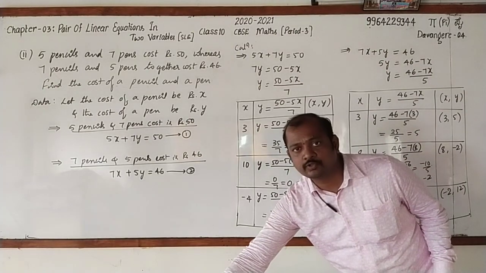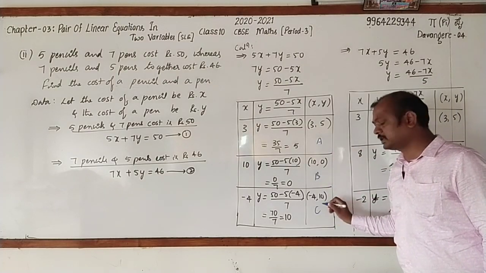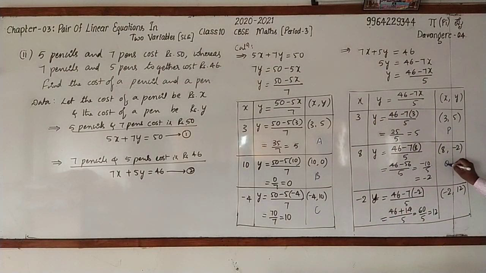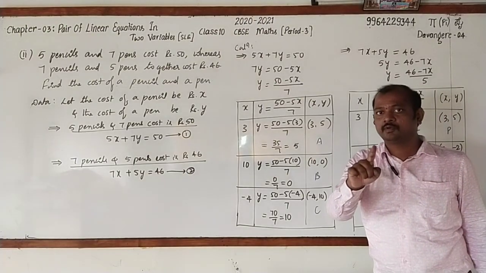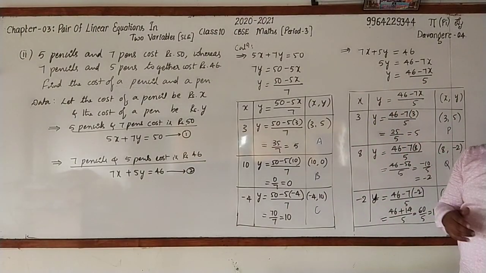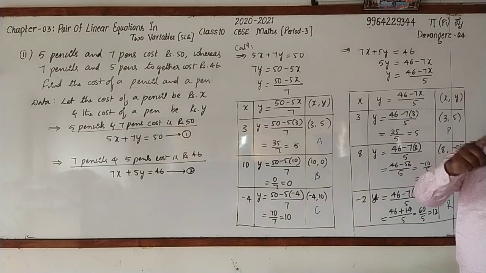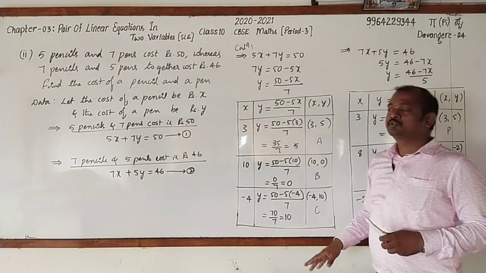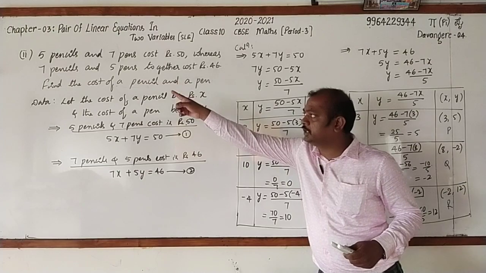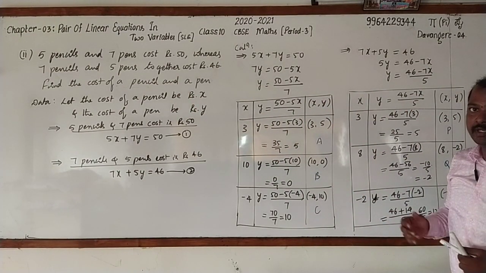Now, I am going to name these coordinate points as A, B and this as C. Here, P, Q, R. Now, you are going to locate these points in the graph. Then after that, the lines will intersect at a point. Find out the coordinates of that point. That point will give you the cost of a pencil and the cost of a pen. So please go for copying from there to here. After that, draw the graph. Hope that you might have drawn.